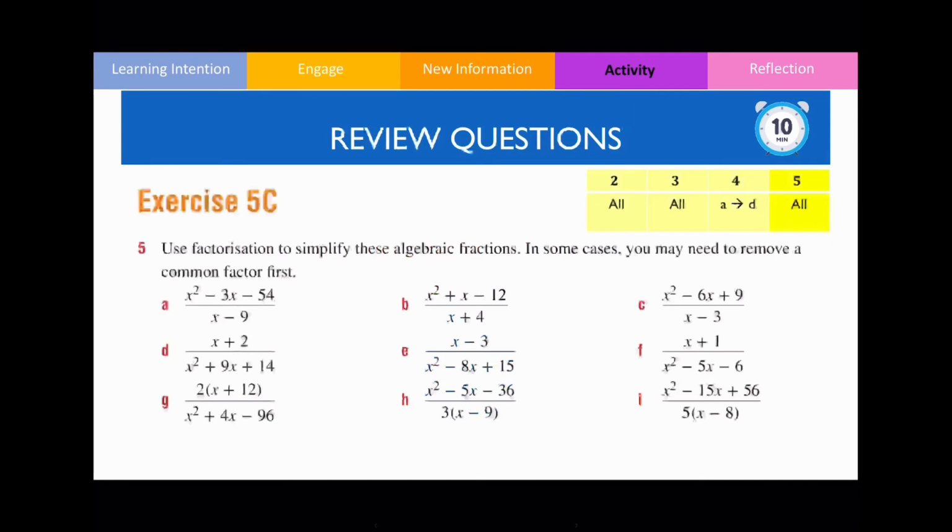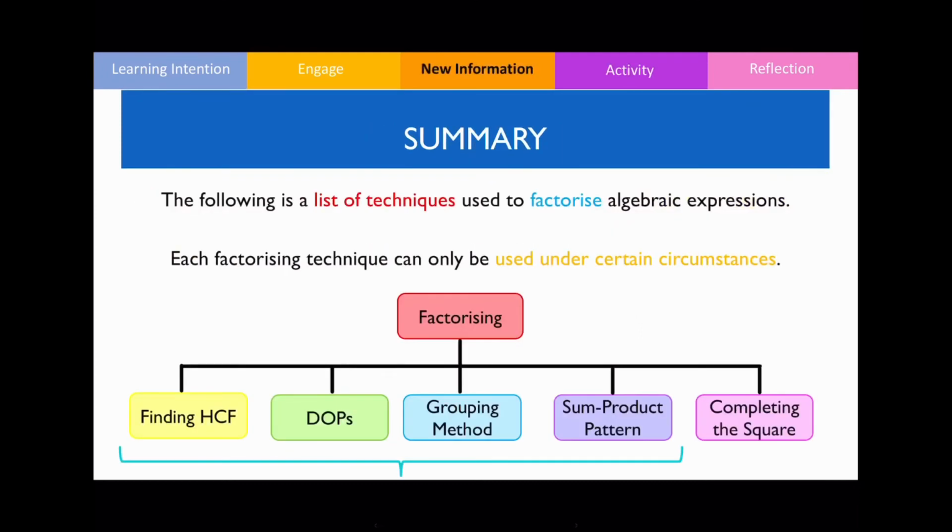Alright guys, now I want you to please answer question 5. This should take you about 10 minutes. This is pretty much the end of today's lesson. Hopefully you should be able to know how to use the sum product method right now to factorize monic quadratic expressions. We've looked at the first 4 techniques already.